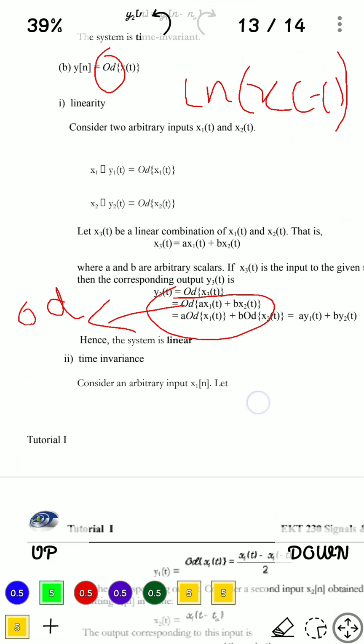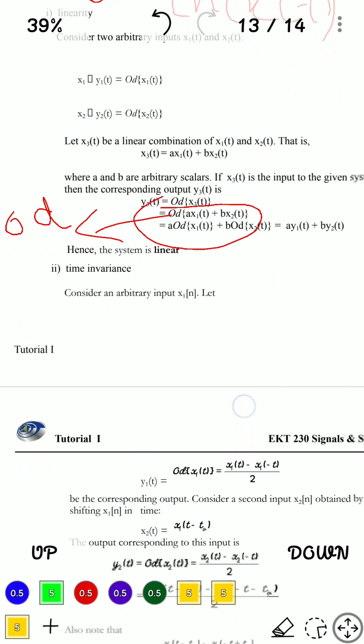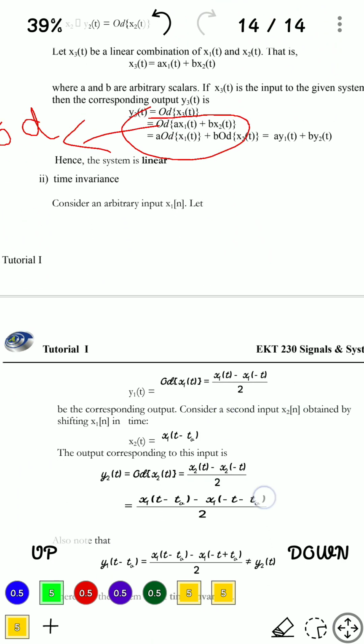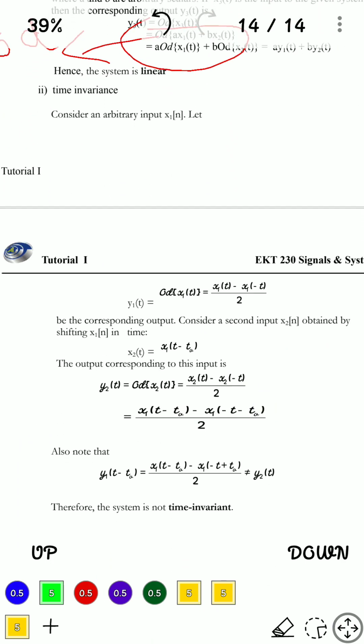In the case of time invariant system, you can see that it would be time invariant only if there is only one t associated. But as given here, it is not time invariant. This is some OD something with respect to mathematical terminology. Here he is considering that this OD of x1 of t is minus x1 of minus t by 2.